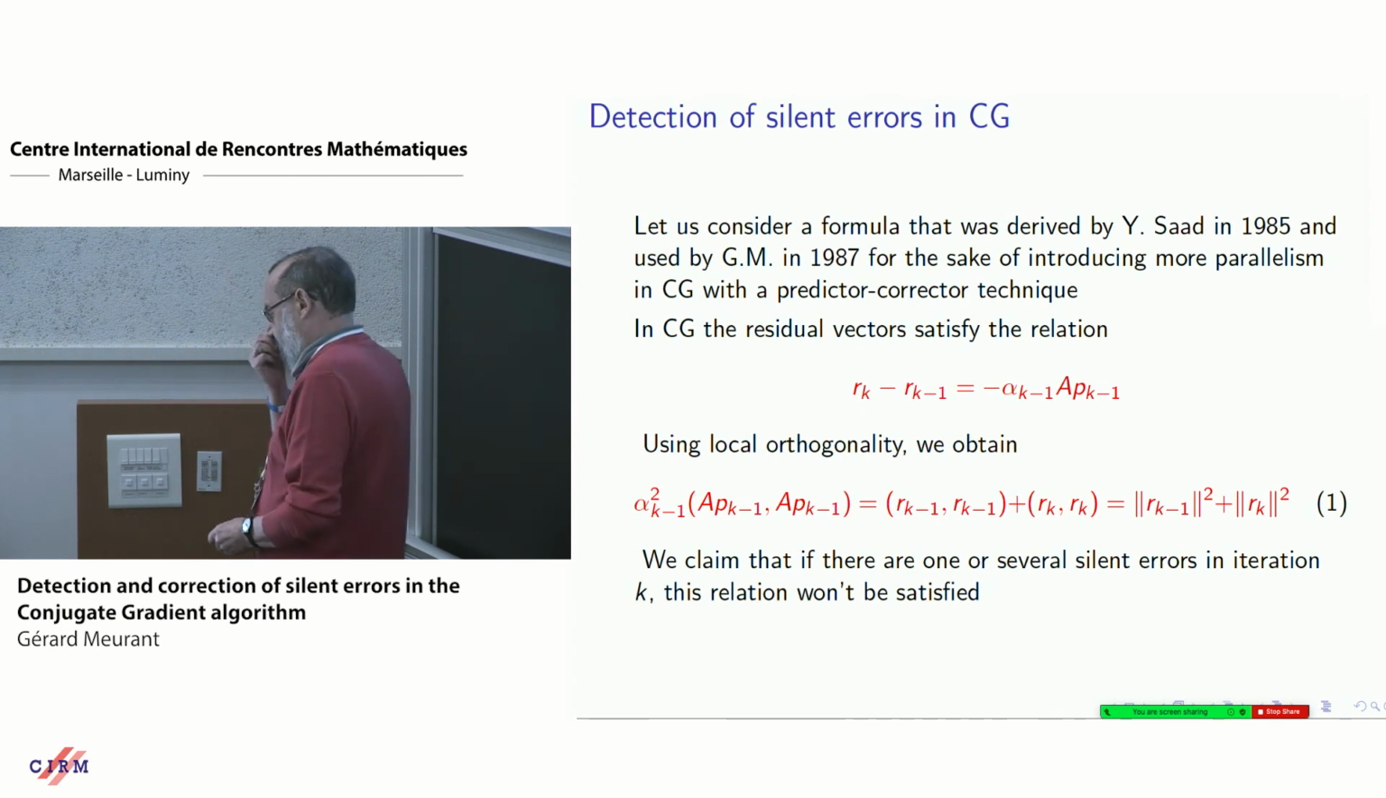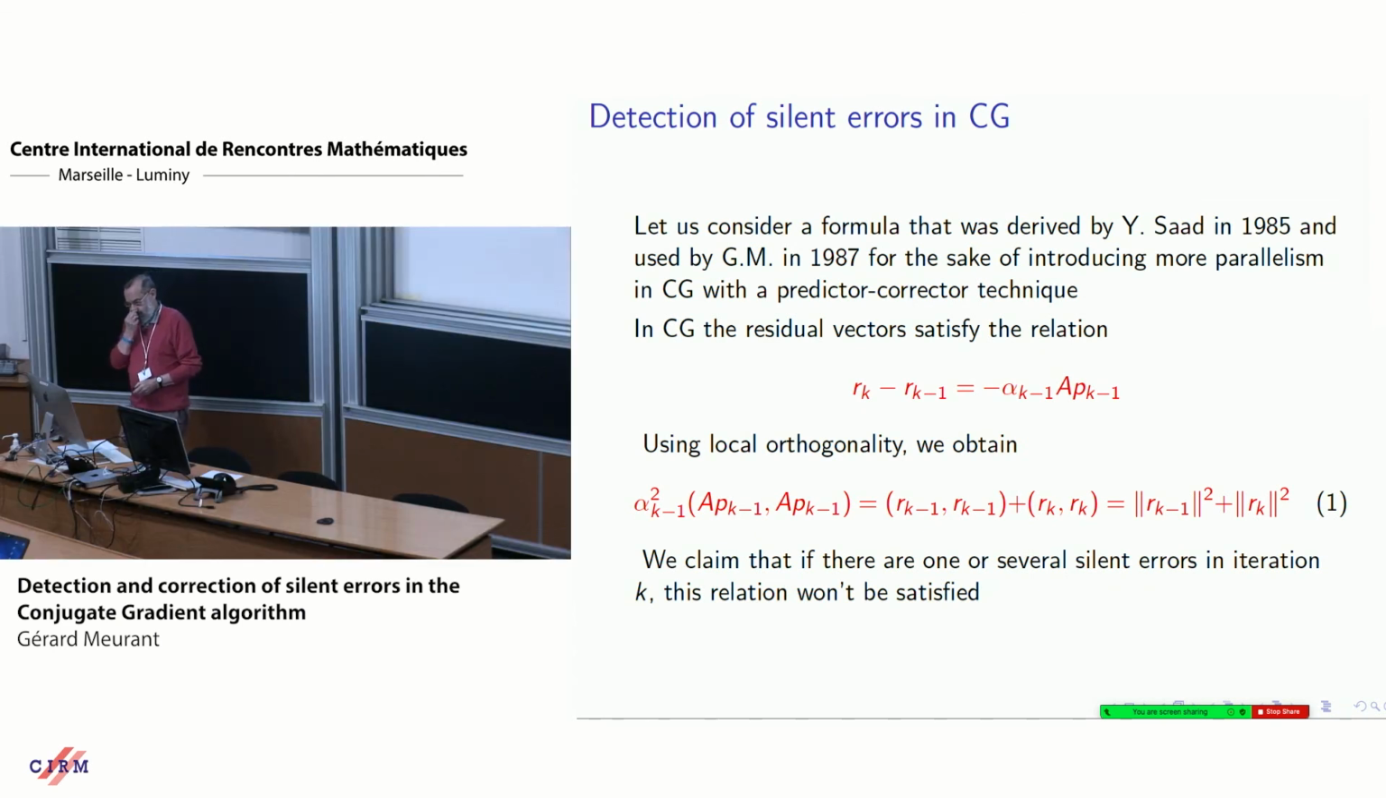So what was the idea to try to detect that? I was considering a formula that was derived by Youcef Saad in 1985, if I'm right, and I used it in a paper in 1987, just for the sake of trying to introduce more parallelism in CG. In fact, I was using what I call the predictor-corrector technique.